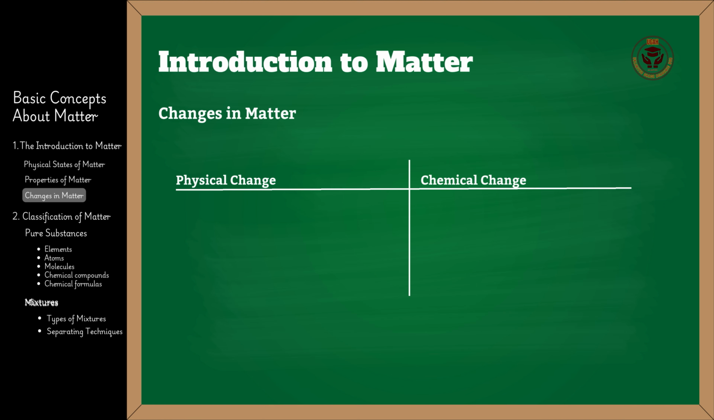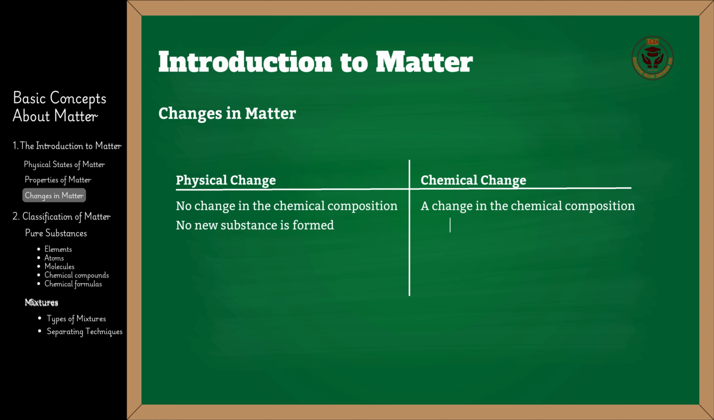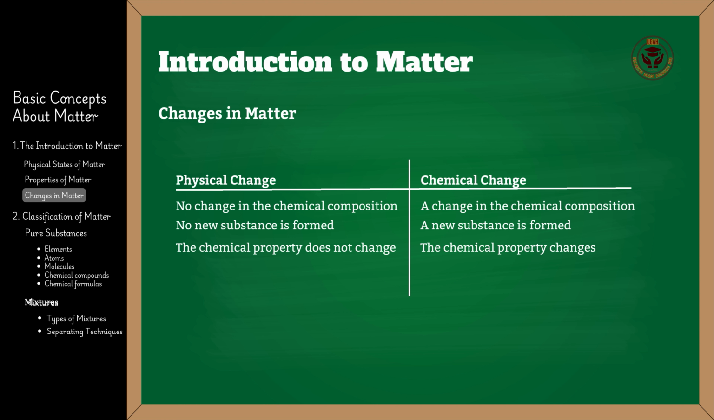Let us look at the differences between physical change and chemical change. Under physical change, no change in the chemical composition. Under chemical change, there is a change in the chemical composition. Under physical change, no new substance is formed, but under chemical change, a new substance is formed. Under physical change, the chemical property does not change, but under chemical change, the chemical property changes. And the last one, physical change is a reversible process. Chemical change is an irreversible process.